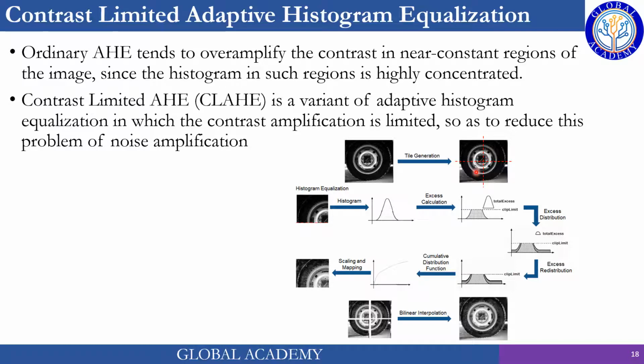So there are two methods. One is ordinary adaptive histogram equalization and another is contrast limited adaptive histogram equalization. Right now we are skipping the ordinary adaptive histogram equalization method, which in fact tends to over amplify the contrast in near constant regions of the image, whereas contrast limited adaptive histogram equalization is a modified algorithm which limits contrast amplification.